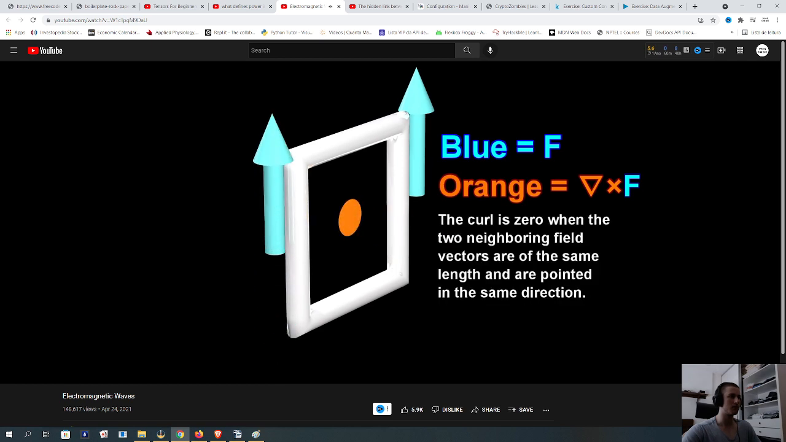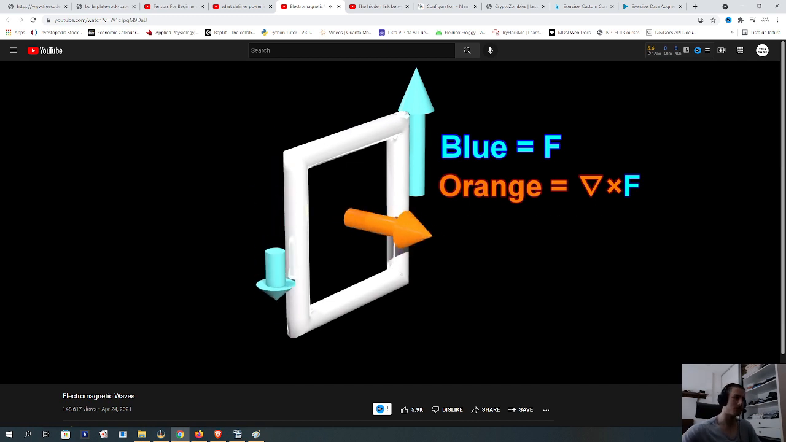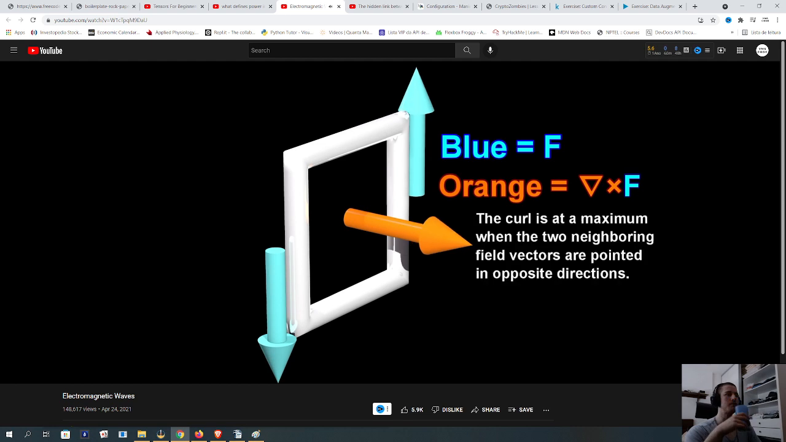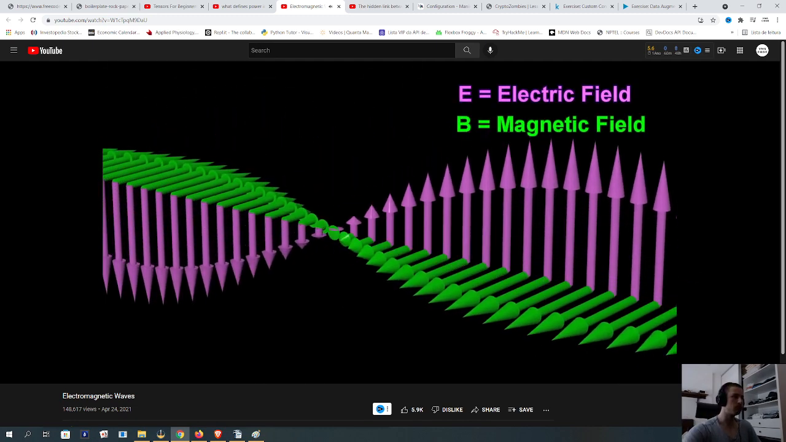The curl is 0 when the 2 neighboring field vectors are of the same length and are pointed in the same direction. The curl is at a maximum when the 2 neighboring field vectors are pointed in opposite directions. Let's keep this in mind when analyzing the curl of the electric and magnetic fields of an electromagnetic wave.